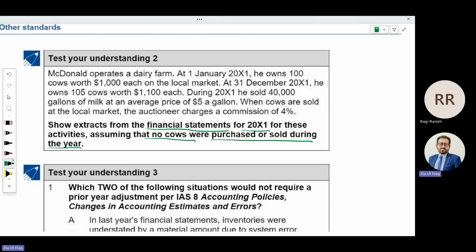Here, McDonald is the name of the person. McDonald is not a fast food brand. Okay, so in this question, McDonald is the name of a person. You have seen some players having the name McDonald.